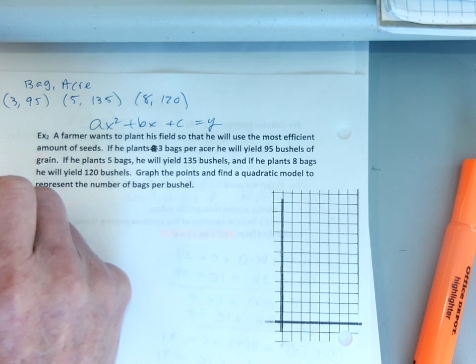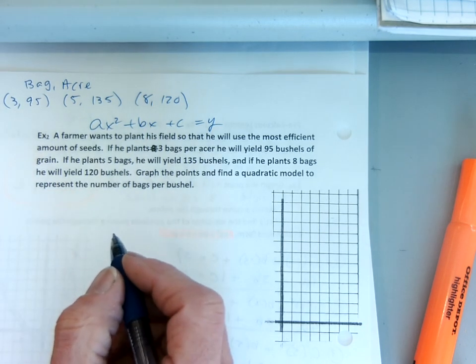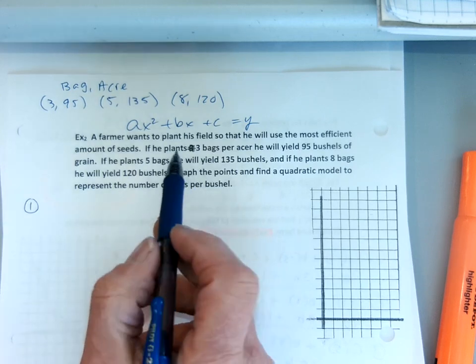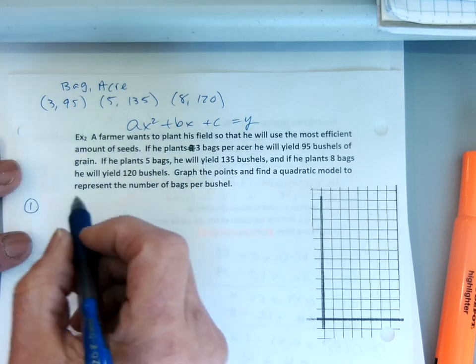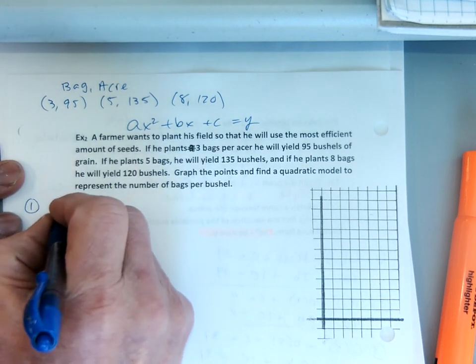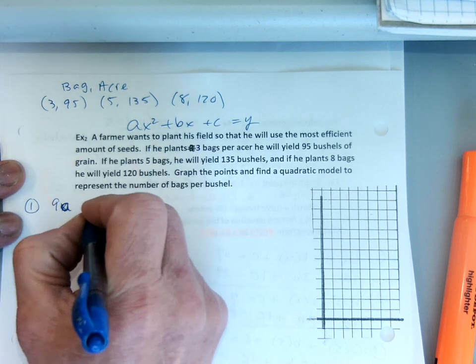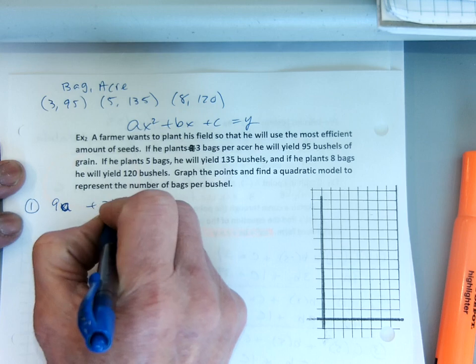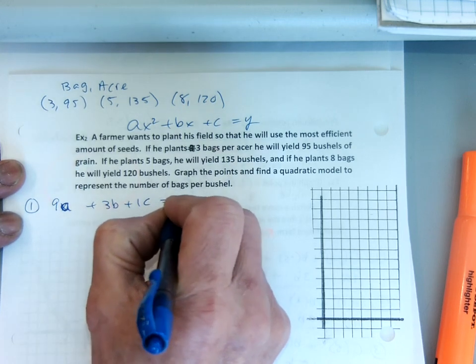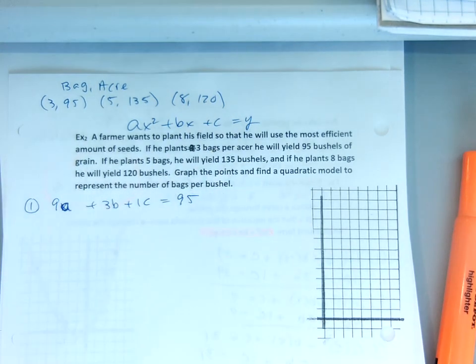Okay, equation 1, I'm going to shortcut. If I do equation 1, I'm going to have a 9a plus a 3b plus a 1c equals 95. I'm just trying to save room because I'm going to run out of room. You see where the 9 came from? Everybody up here where the 9 came from? Good. 9 is 3 squared. Everybody see that? Skip a step.